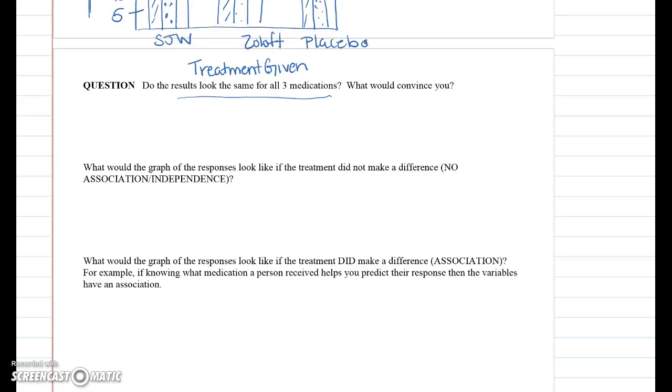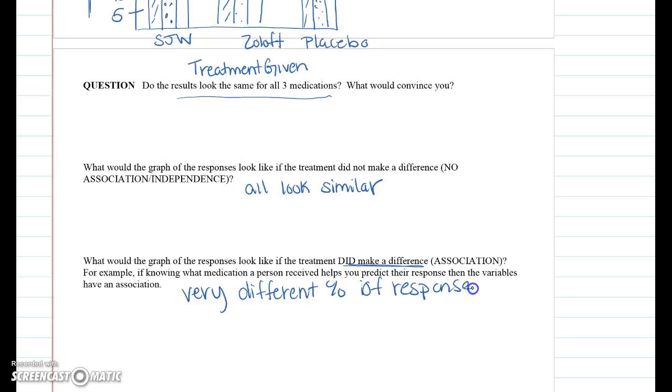So what would the graph look like if the treatment did not make any difference? They would all look the same, or at least similar. Again, it's not going to be perfect because it's just a sample. If it did make a difference, if there was an association, we would see very different percentages of responses in each treatment. So that's what you're going to be looking for as you do some analysis on this stuff.